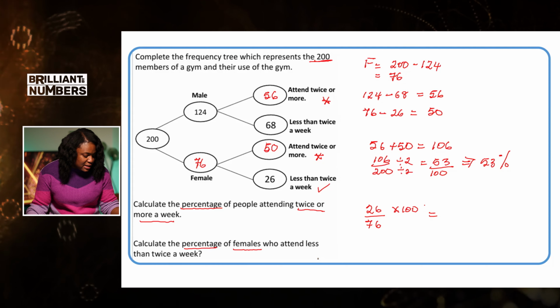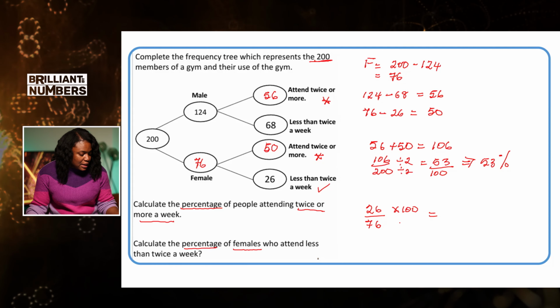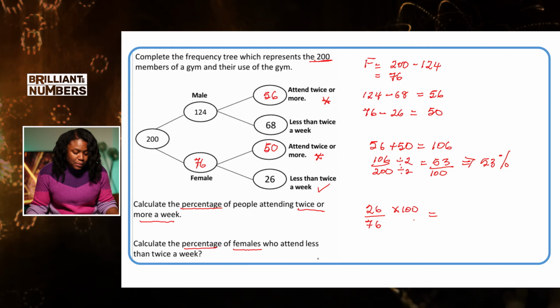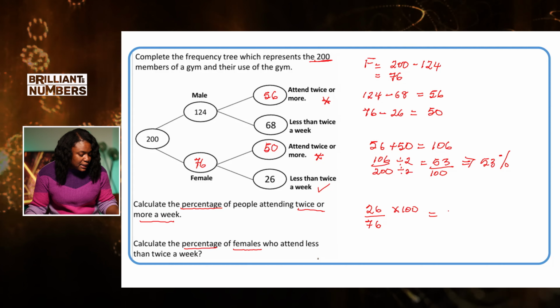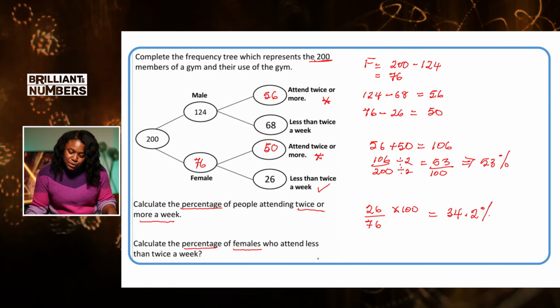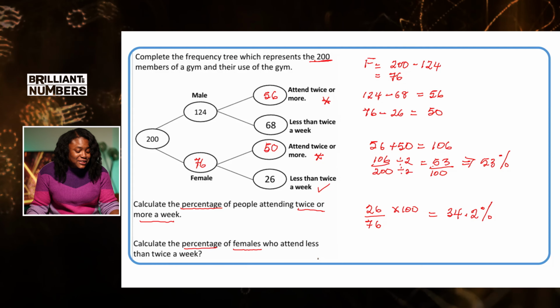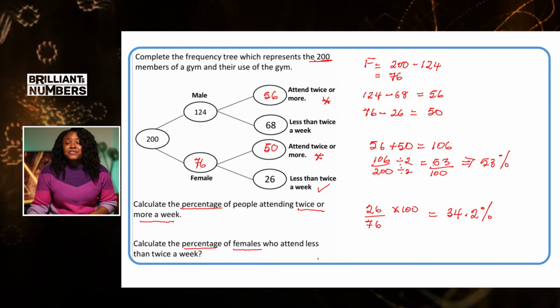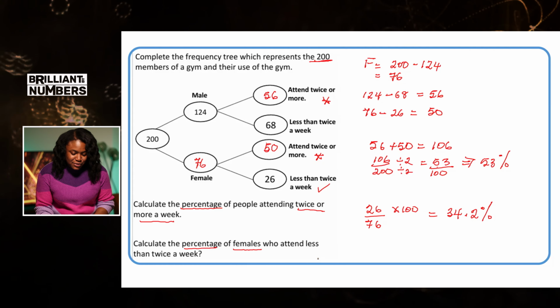So 26 divided by 76. And then I need to multiply that by 100. I'm just going to put my answer to 1 decimal place. So that is 34.2%. And there we have it. We've answered our first question on frequency trees. So we're going to go on to our second question.